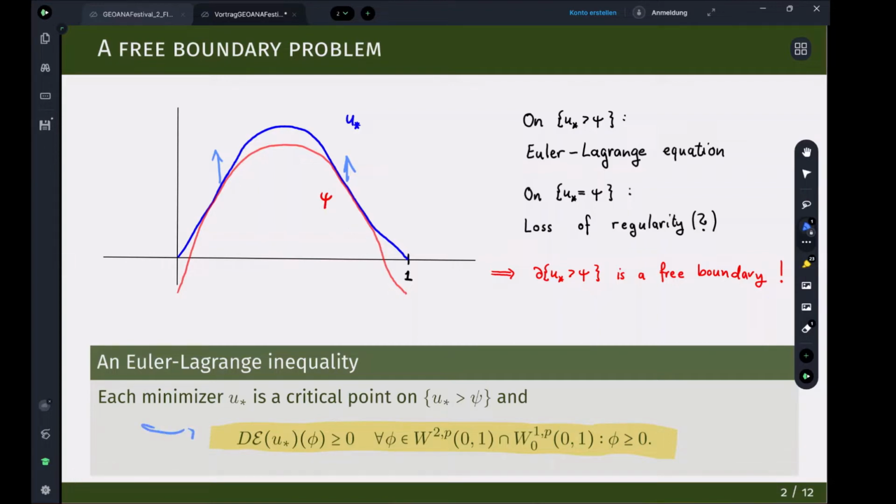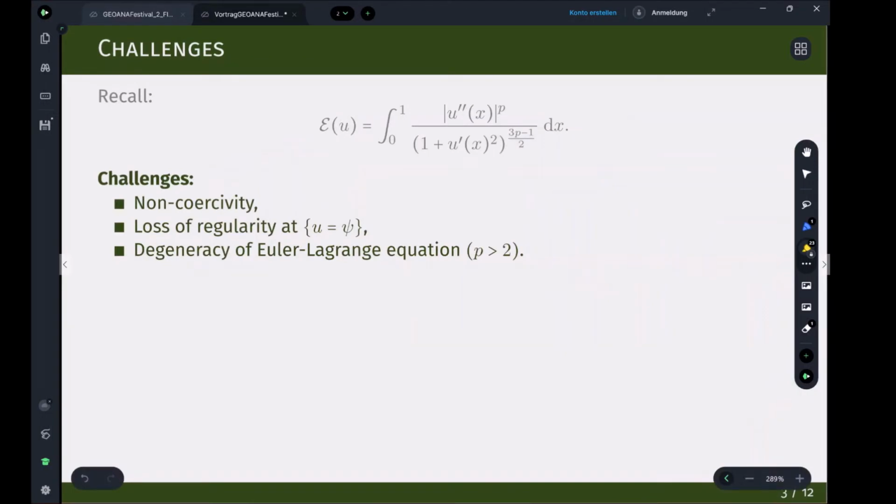So this is as close as you can get to an Euler-Lagrange equation with the additional information that you know that your critical point wherever the obstacle is not touched. Okay, so what are the challenges that this energy imposes on us? First challenge is this energy is non-coercive, and this is because of this denominator there that can basically ruin the coercivity in W^{2,p}. And the second challenge I already talked about is the loss of regularity at the coincidence set.